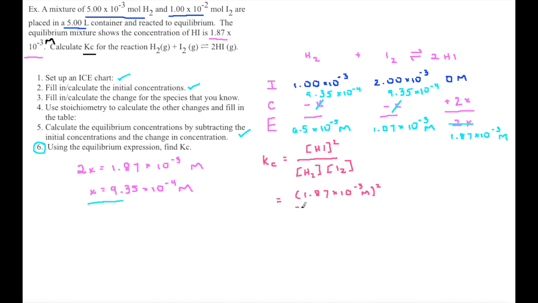I know that the concentration of H2 is 6.5 times 10 to the negative fifth. And I know that the concentration of I2 is 1.07 times 10 to the negative third. And so when I calculate this, what I end up getting for my Kc with the correct number of sig figs, I get 50.3.